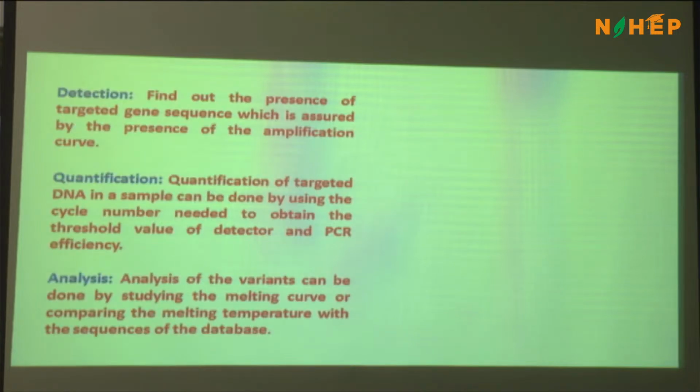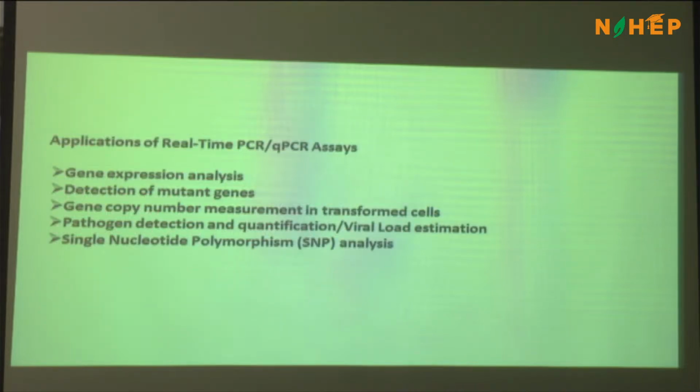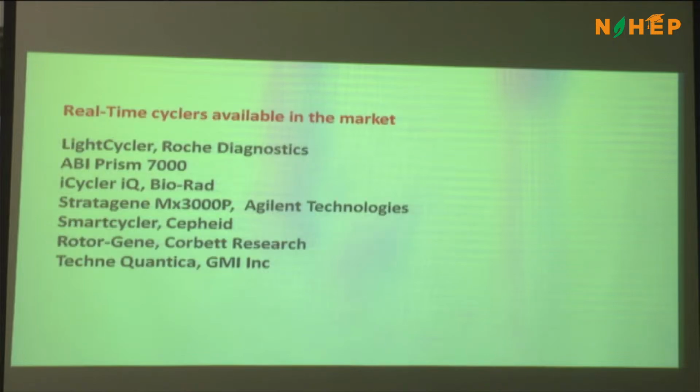Of course, these are some of the steps. Okay, just skip this. There are a variety of applications. We have already talked about it: gene expression analysis, detection of mutant genes, copy number measurement in a transformed cell, pathogen detection or viral load estimation, and SNP analysis. And a lot of other applications are also there. I'm just not covering it here.